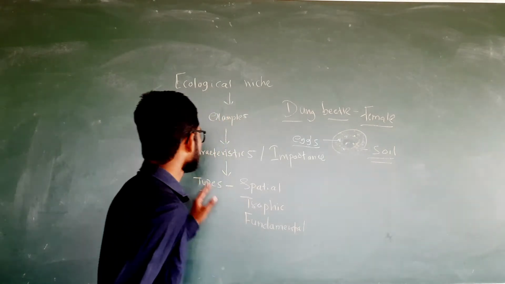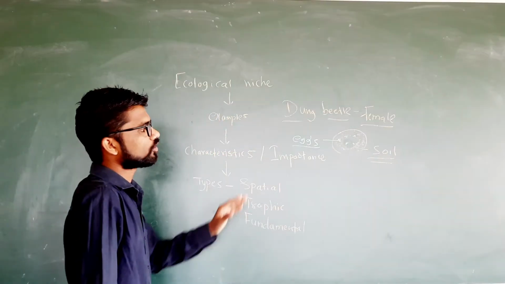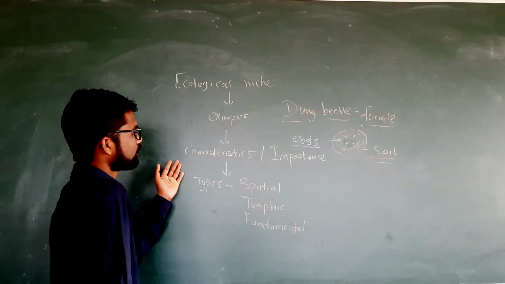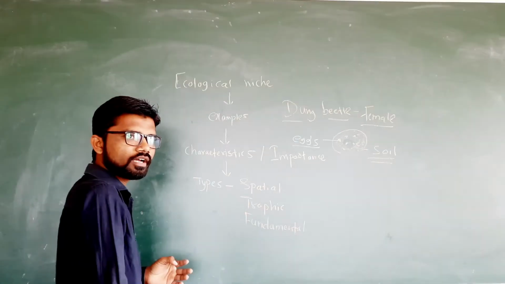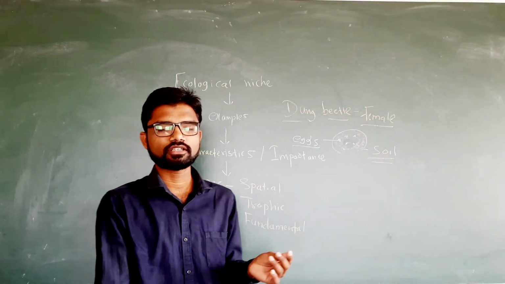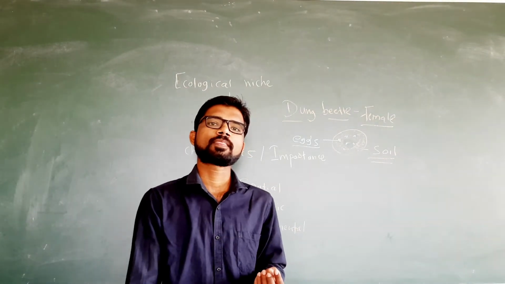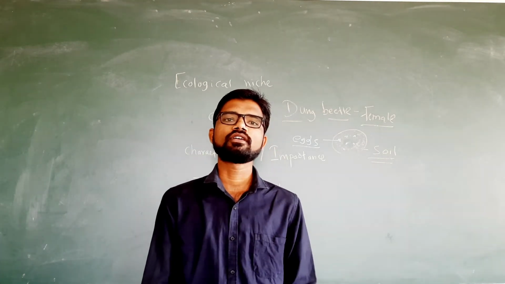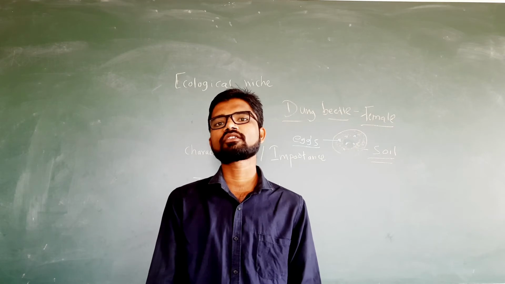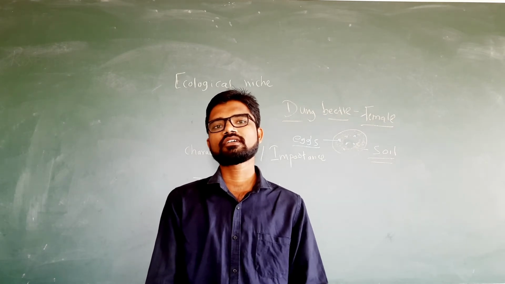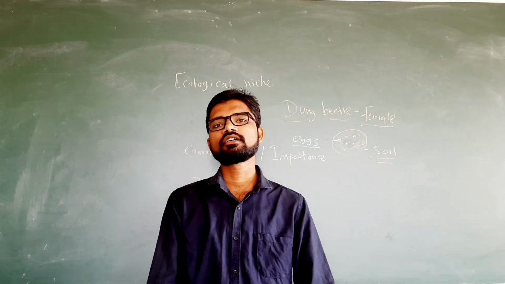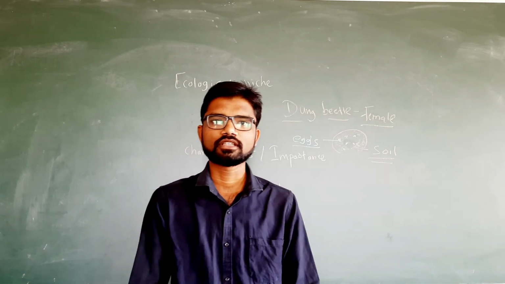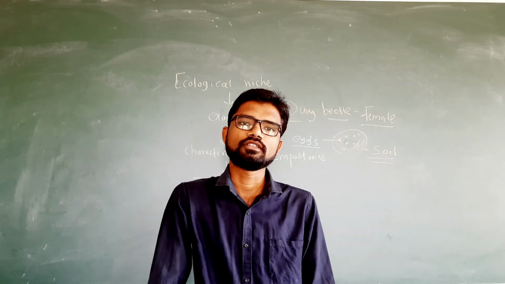Next is the characteristic or importance of the ecological niche. We discussed that characteristic and importance. Why is it important to require a microhabitat? Because the species or organisms can survive very well with their surrounding environment, with the availability of food, air, and light. So they can live with an ample amount of their requirements.